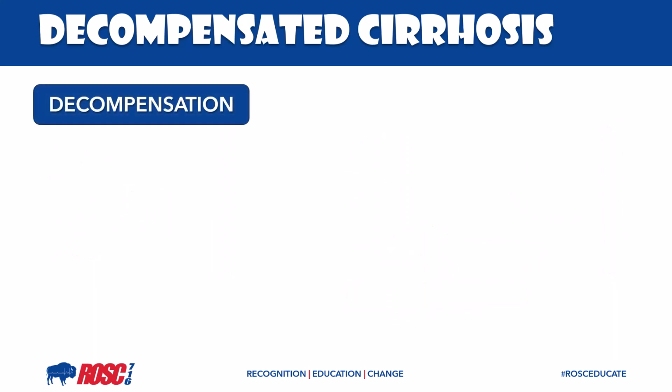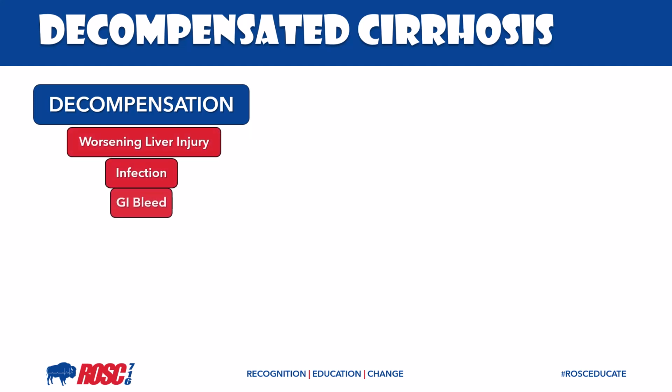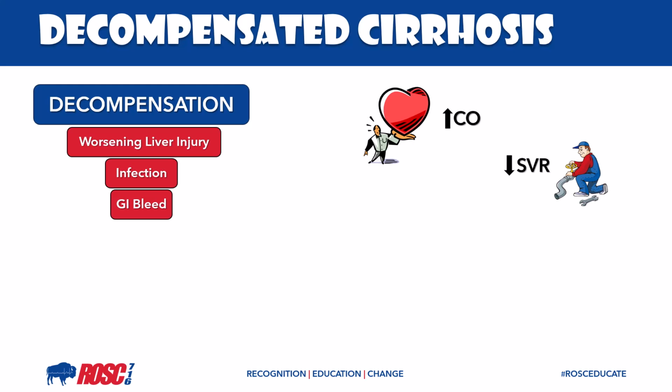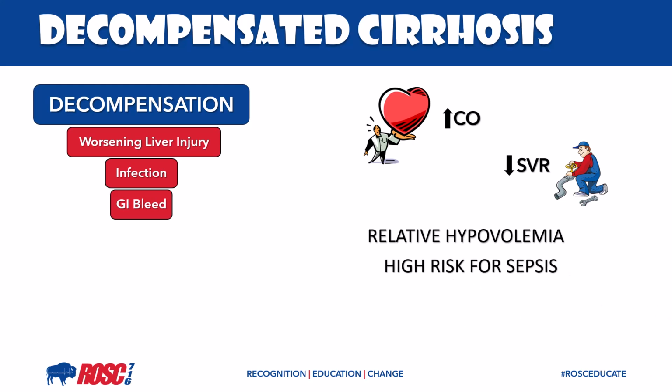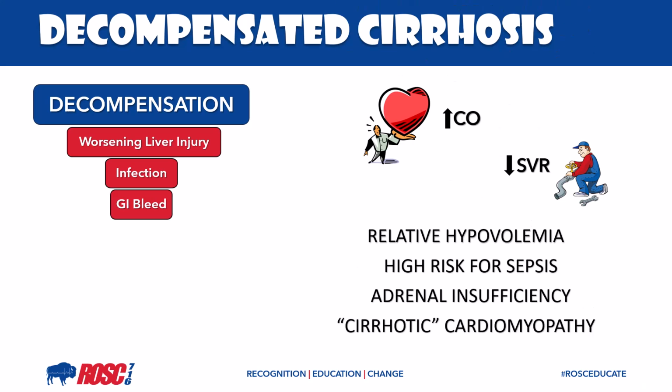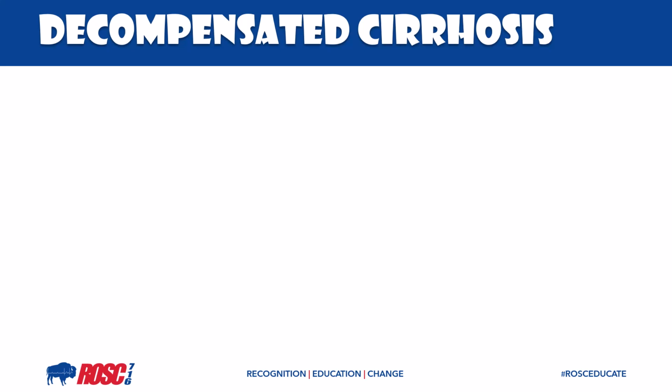So what makes these patients decompensate? Anything from worsening liver injury, infections, and GI bleeds. And that results in this worsening hyperdynamic low SVR setting. But to make matters worse, liver patients aren't that easy. They also have a relative hypovolemia, and that's on a good day. Let's not mention if they have a GI bleed. They're also at high risk for sepsis. Adrenal insufficiency in these patients is not a rarity. And last but not least, they can also suffer a cirrhotic cardiomyopathy, and this seems to root from either a high output state or a stress-induced cardiomyopathy.